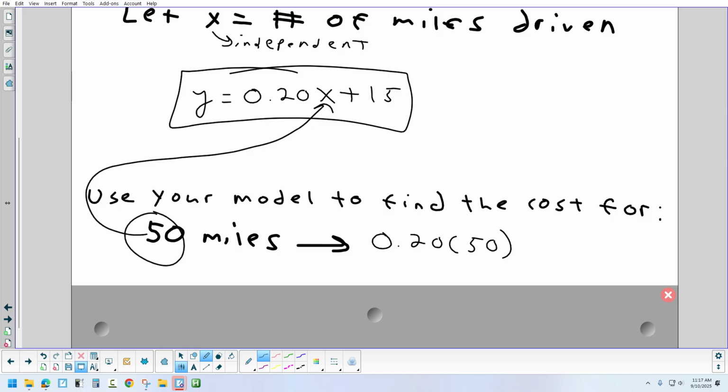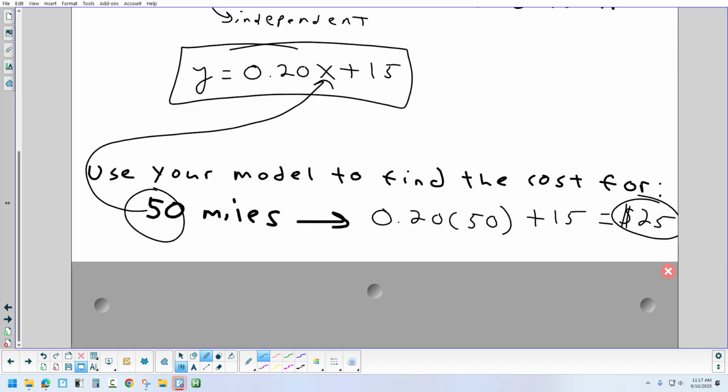So we've got 20 cents, 0.2, times 50, plus 15. Okay, what's 0.2 times 50? 10, and then 10 plus 15? 25. And what do we want to put for a label on that? Dollars, because it's cost. Yep. So there's the cost to rent the car if you drive it 50 miles.